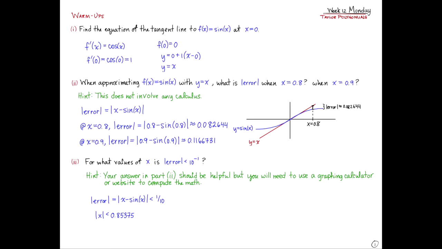What if we wanted a better approximation, or we wanted an approximation somewhere other than at x equal to 0? We're going to explore that idea in lecture today. But first, let's talk a little bit of background on trig.